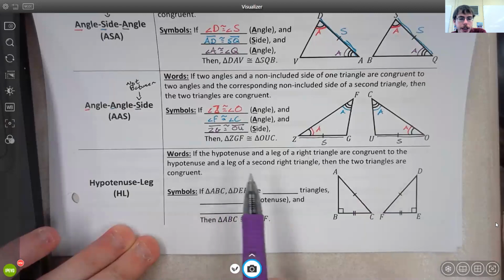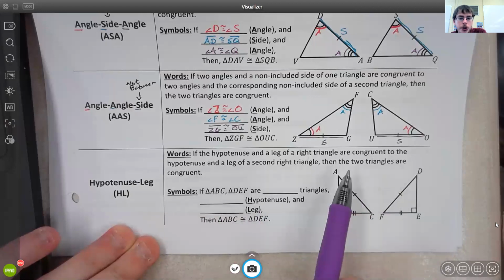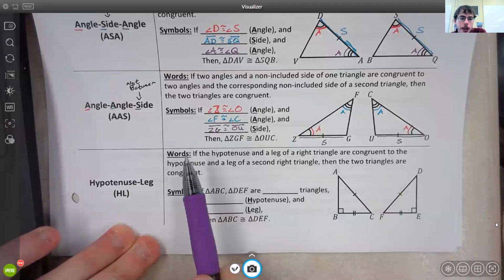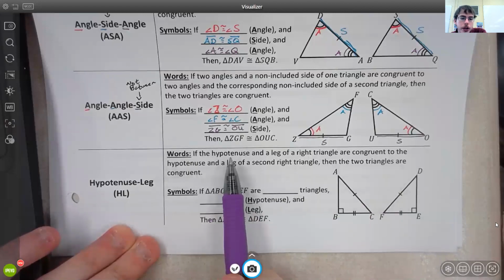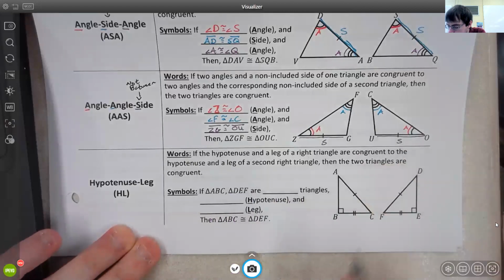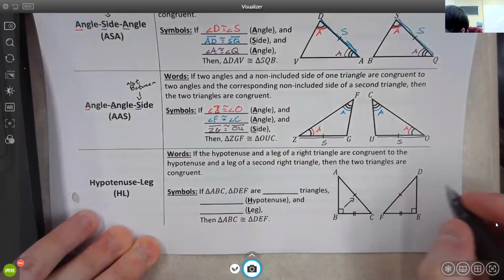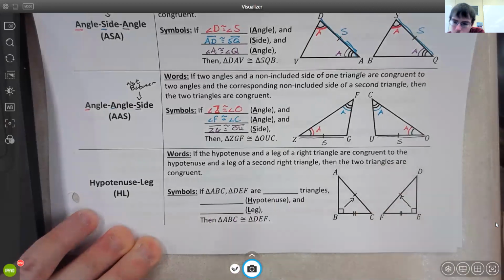Okay. Then finally, if the hypotenuse and a leg of a right triangle are congruent to the hypotenuse and a leg of a second right triangle, then the two triangles are congruent. So remember that the hypotenuse of a right triangle is the side that is opposite the right angle. Okay, so if you're looking here, your side opposite the right angle is your hypotenuse.